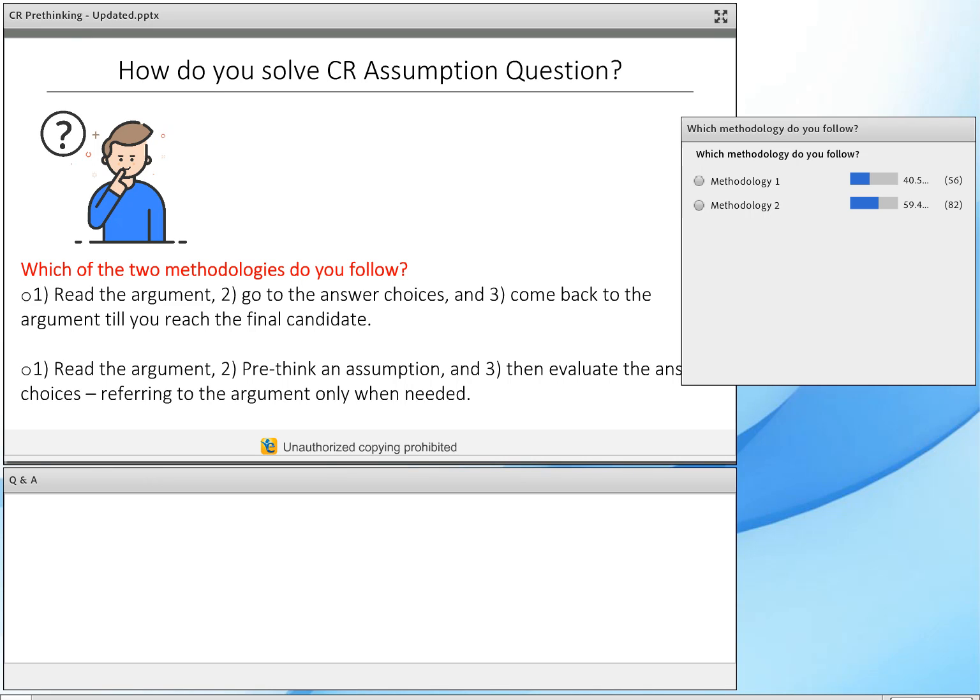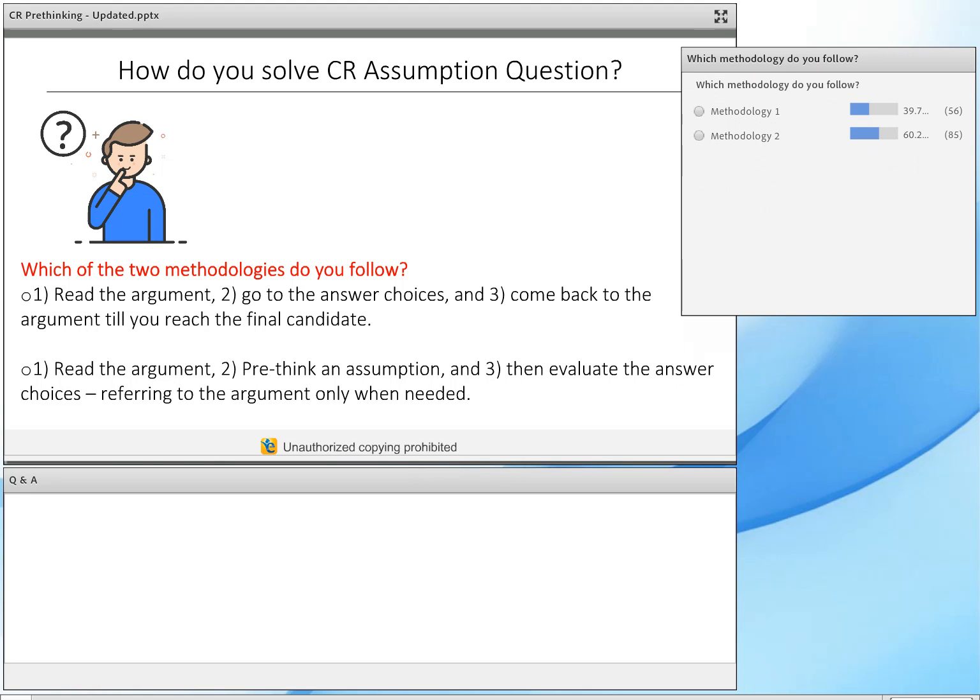All right, let's look at the data. What I see over here is we have a 40-60 split. 40% of the students follow methodology 1, where you read the argument, you go to the answer choices, and then go back and forth till you reach the final candidate. 60% of the people follow the pre-thinking approach. That is good. Let's move forward.